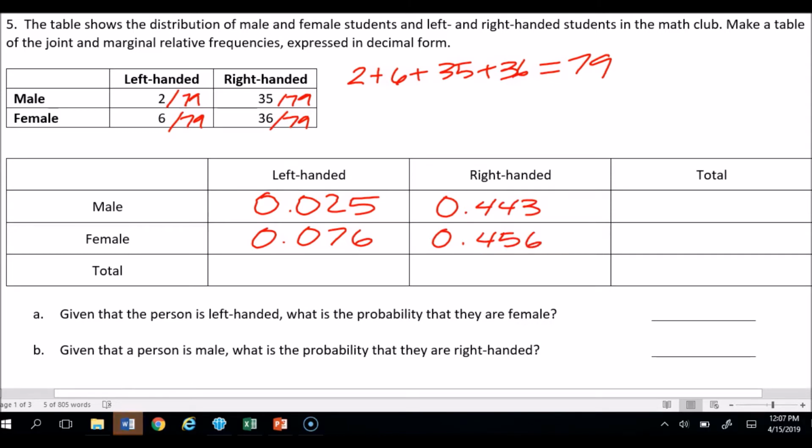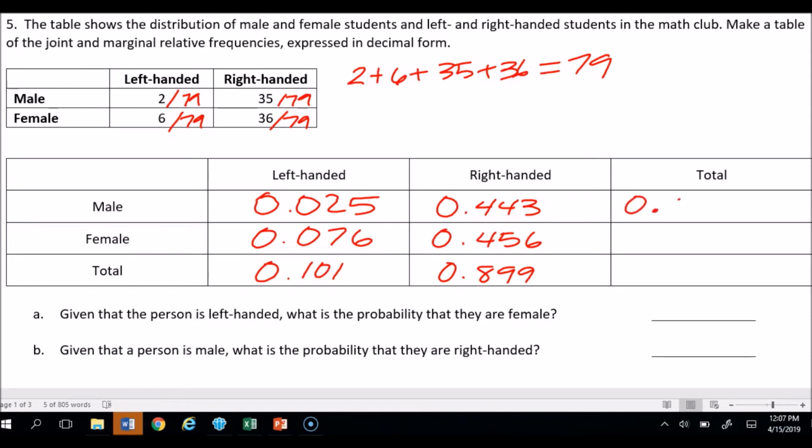Now the way that we get these totals down here is just to add the two together. So here we're going to get 0.101, 0.899. Now we should be able to add those two together and they should equal 1. If they do not, then we know that we have an error somewhere. Then we're going to add our rows. Again, 0.468, 0.532. And again, when I add those two numbers together, they should equal 1. If they do not, then I have an error.